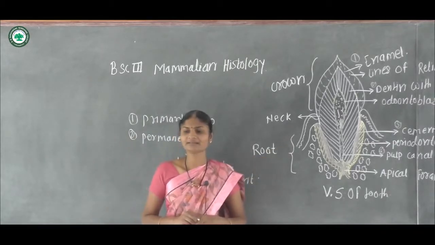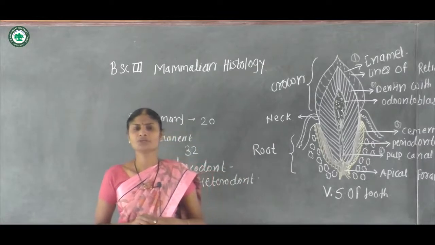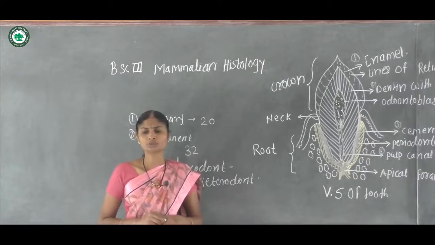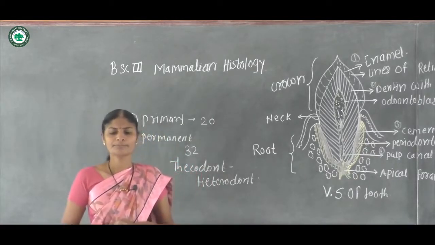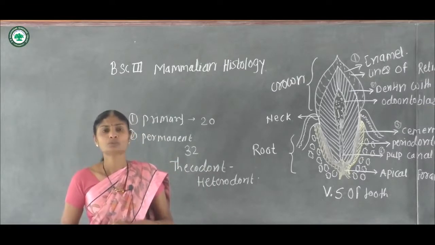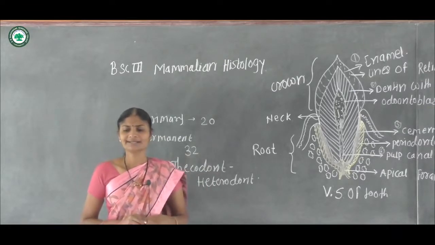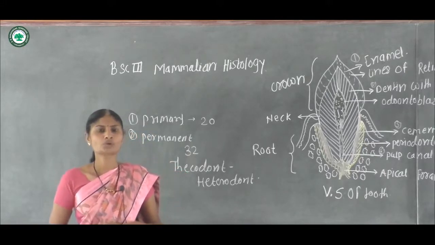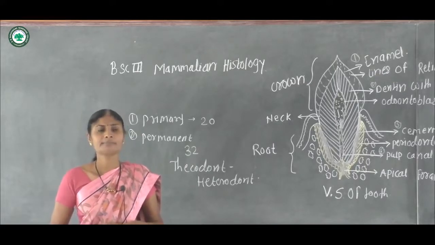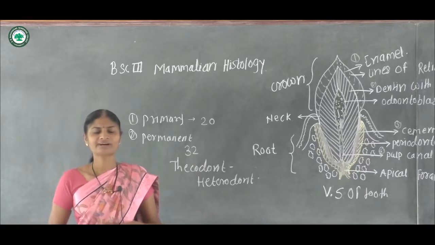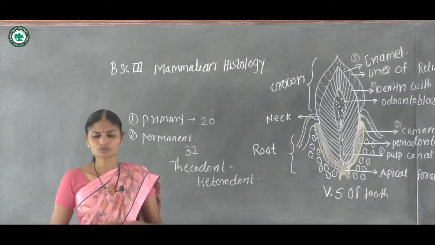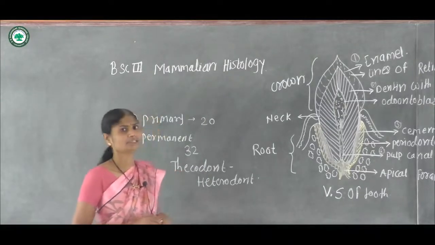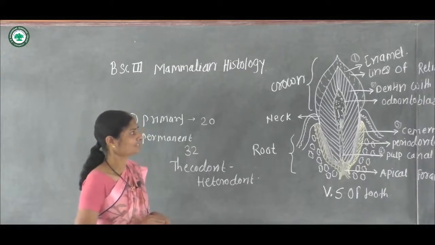Next type is dentine. Dentine is hard, yellowish and elastic. It forms the bulk of the tooth and gives the main strength to it. Morphologically, dentine resembles bone and is composed of collagen fibers. In the calcified matrix, fine branching microscopic tubules are present. Dentine is formed by odontoblast cells.